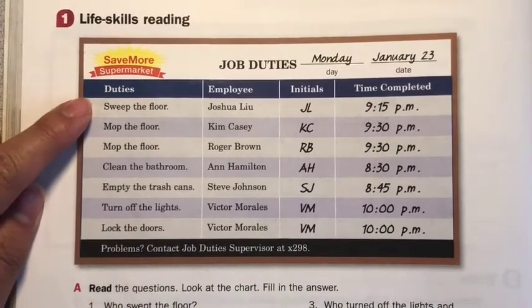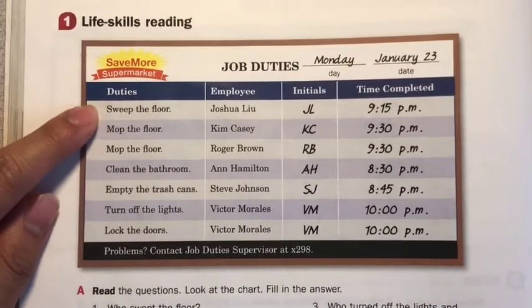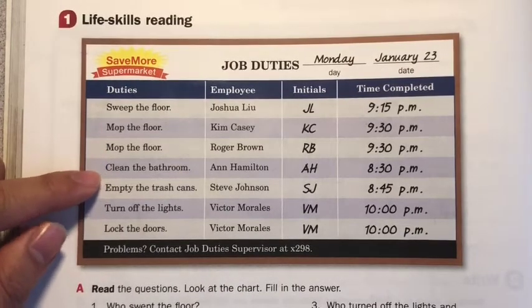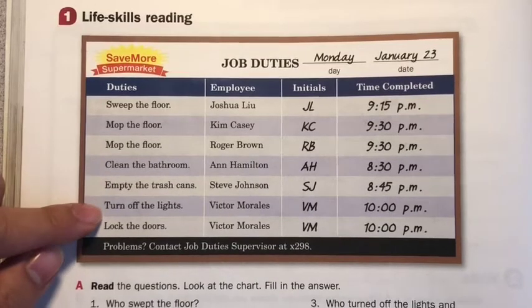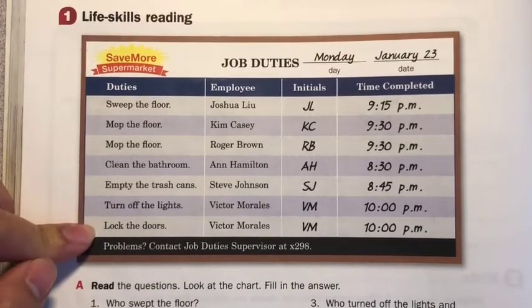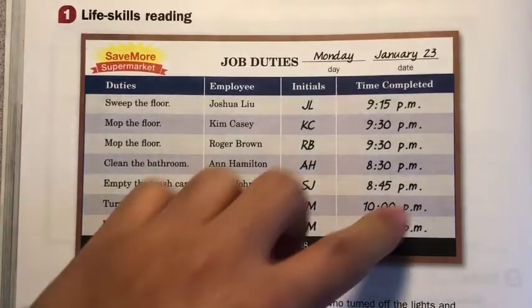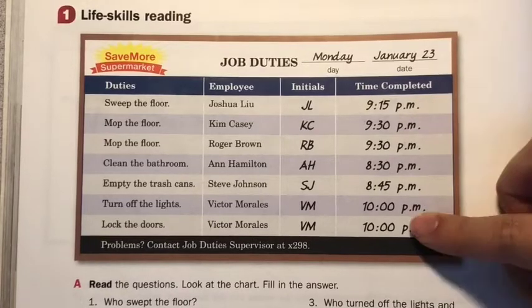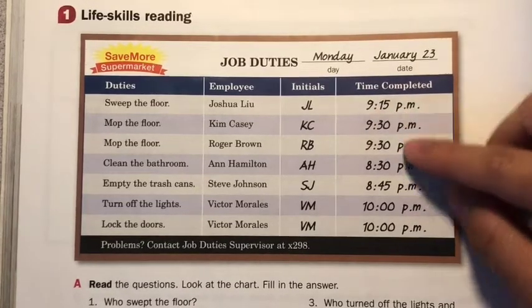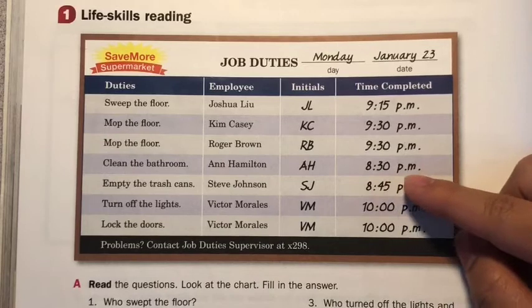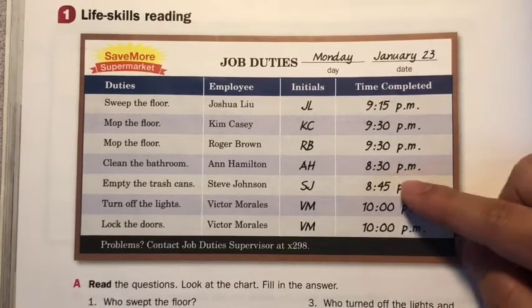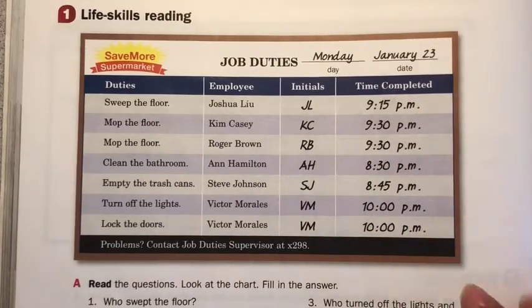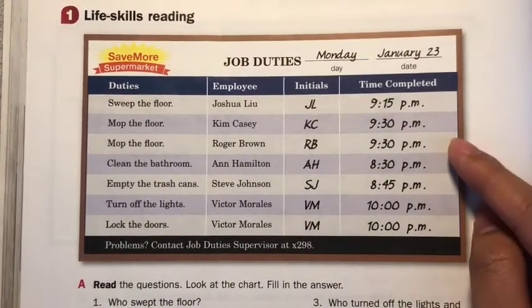So let's look at the duties. We have sweep the floor, mop the floor, clean the bathrooms, empty the trash cans, turn off the lights, and lock the doors. So, time completed here. All of these times are at p.m. The earliest is 8:30 p.m. So all of these times are between 8:30 p.m. and 10 p.m. So I think this is after the store closes.